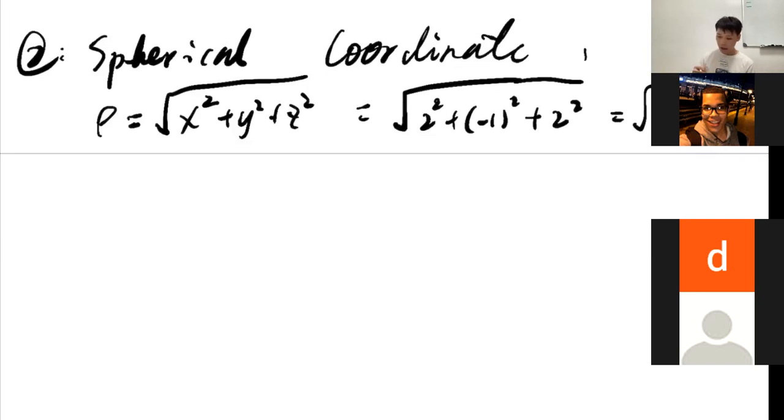So how do we determine the phi first? Right. Remember, your phi is equal to the angle between the vector, let's say this is your vector, and your z-axis. So this is the phi angle.